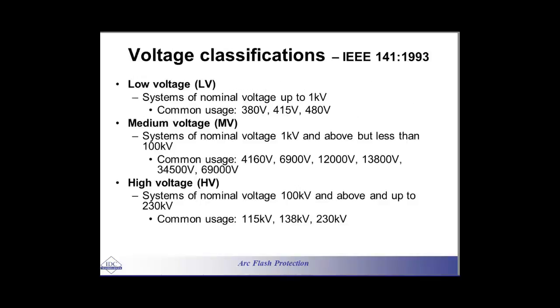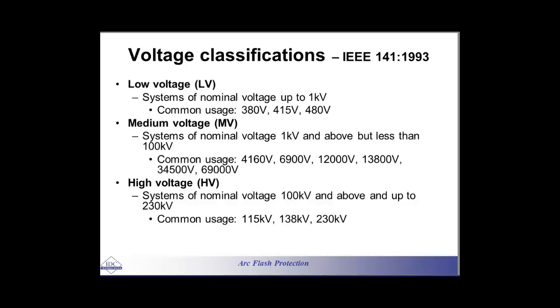However, things are a little bit different when it comes to the American standard IEEE 141 as of 1993. In that case, rather than having 2 voltage levels, they have defined 3 voltage levels of LV, MV and HV. So again, the margin of 1 kilovolt is valid. They say that the nominal voltage up to 1 kilovolt is what we call the LV. So what are the most famous ones? 380 volt system, 415, 480 volts. So this is what we call the LV.